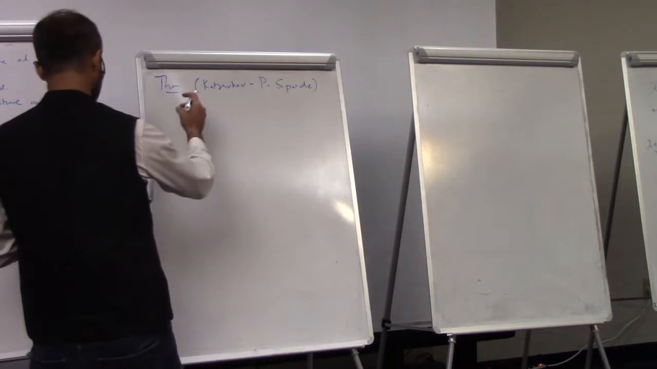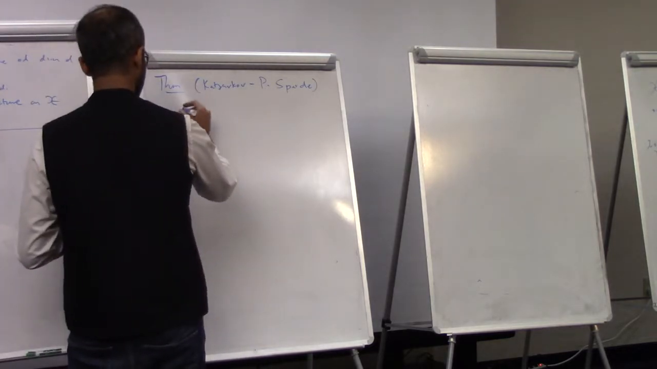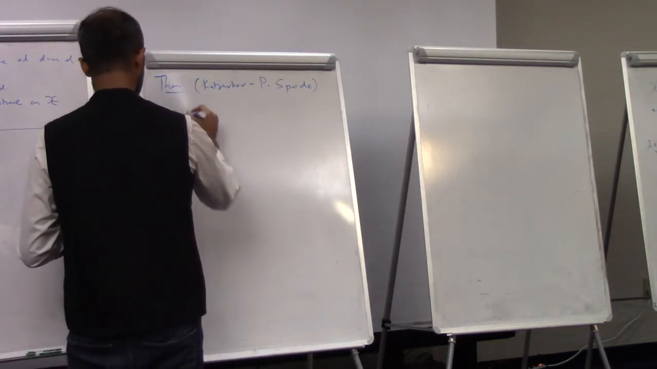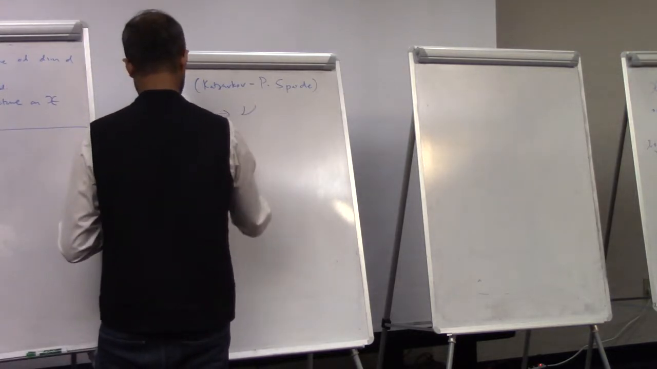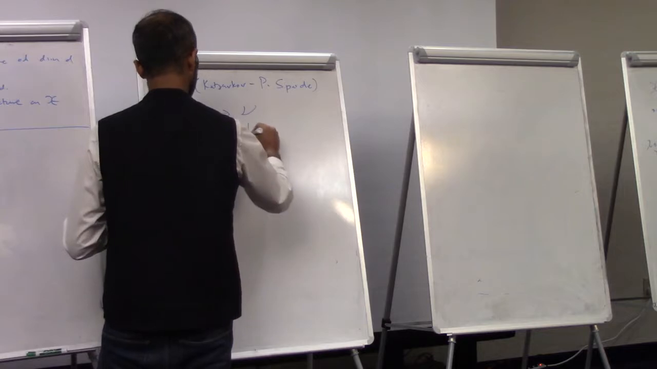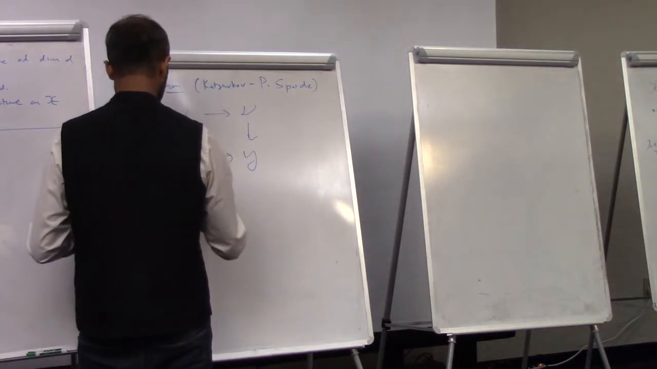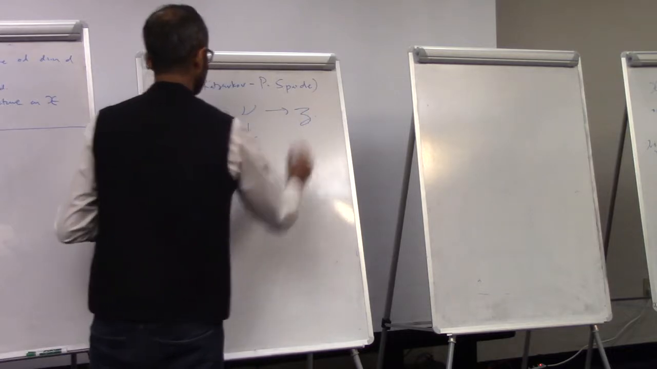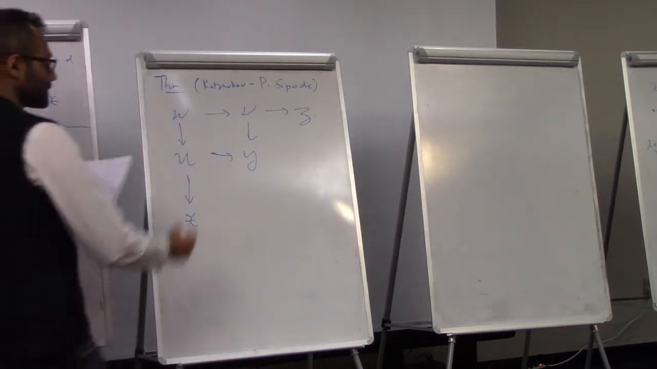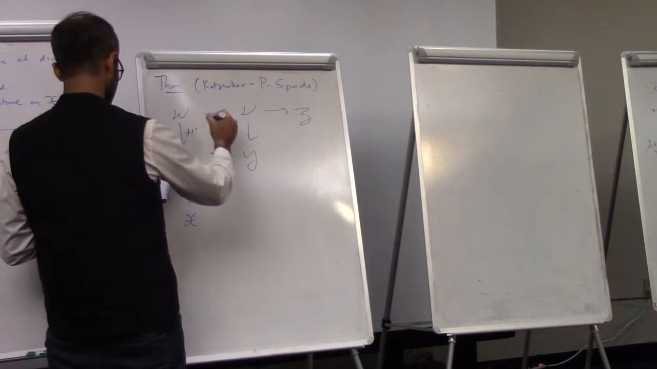So here's our formulation of how to think about this. So if I have a diagram of categories, and let me give these guys some names, which might be useful later.